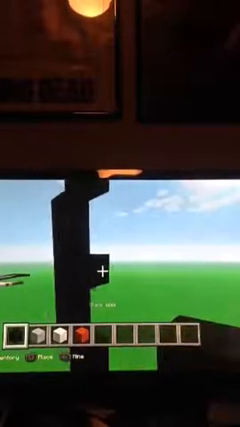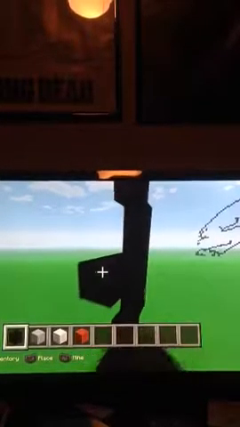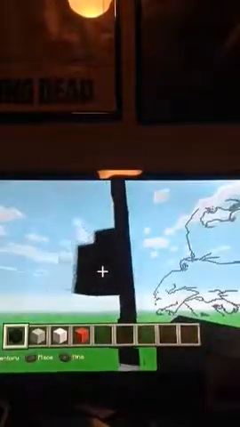And I'll do 1, 2, 3, 4, 5 this way. Do it the same over here. 1, 2, 3, 4, 5. Just place down 4 at the bottom. Is that 4? Yes. And just do it again on the other side.